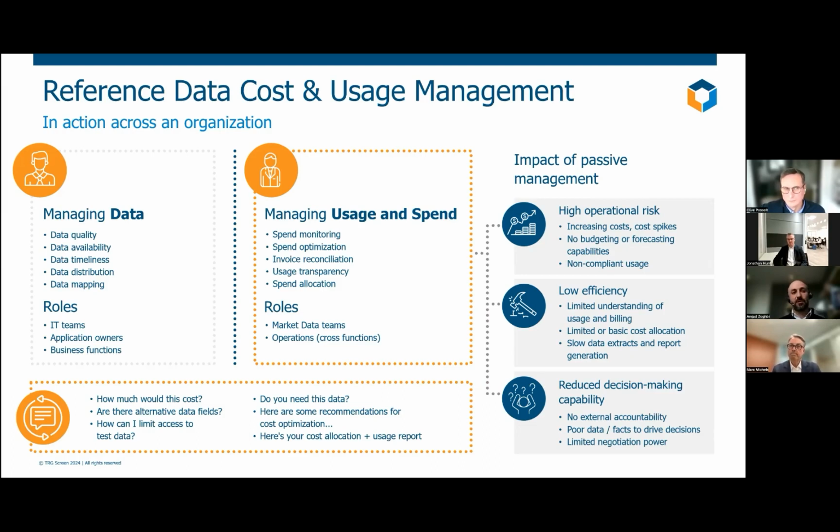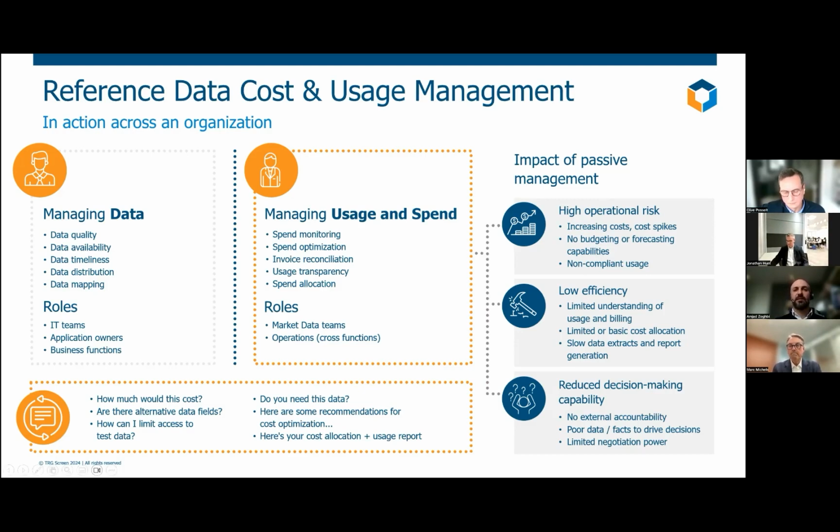Yes, we might be able to do something, but it might take us weeks or more. And by the time we get the results, the business has moved on. So it's really not ideal. And this also drives reduced ability to take decisions because we've got poor facts or data to drive those decisions inside the organization.